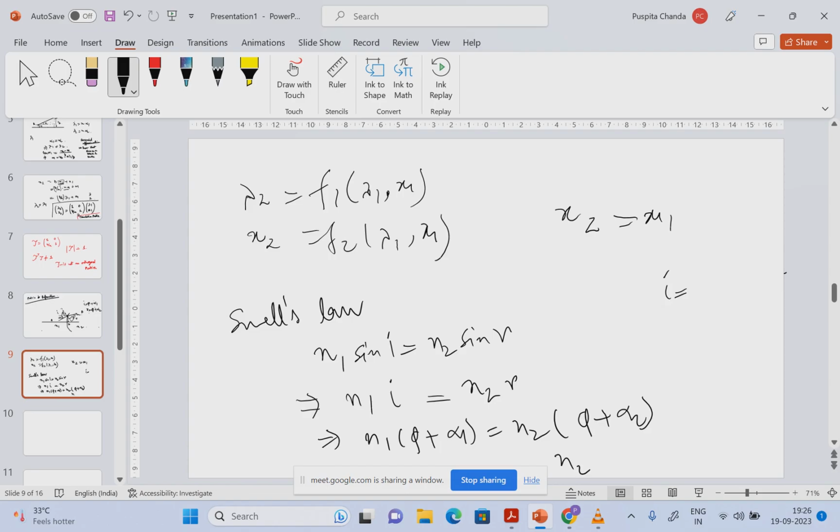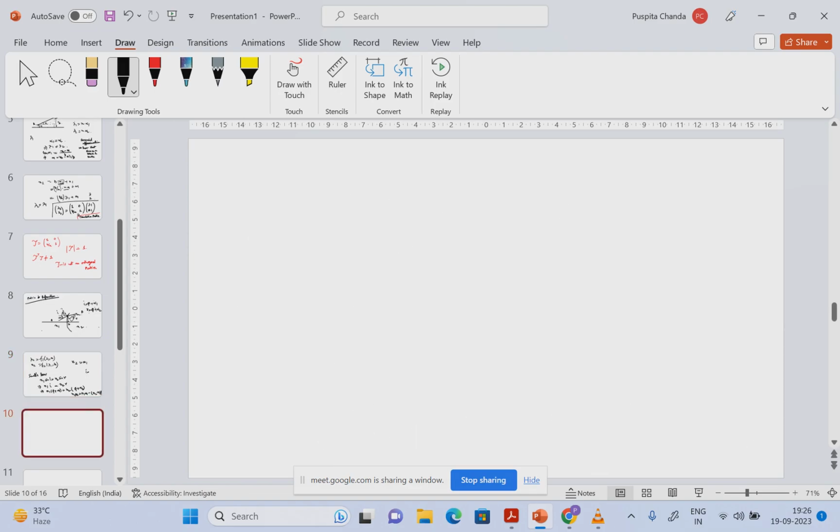So n2 alpha 2 is equal to n1 alpha 1 minus (n2 minus n1) phi. Again, you can see tan phi is equal to x1 by r, and the angle phi is also small. Under the paraxial approximation, this is x1 by r, which is equal to phi.